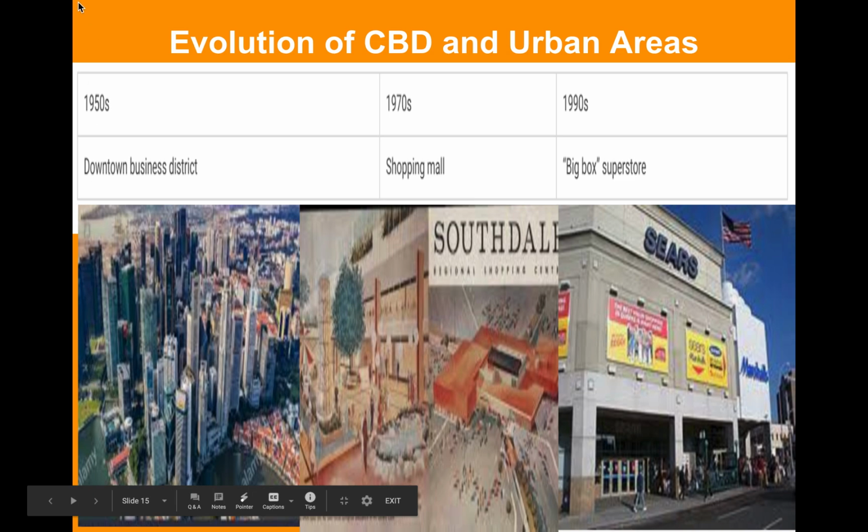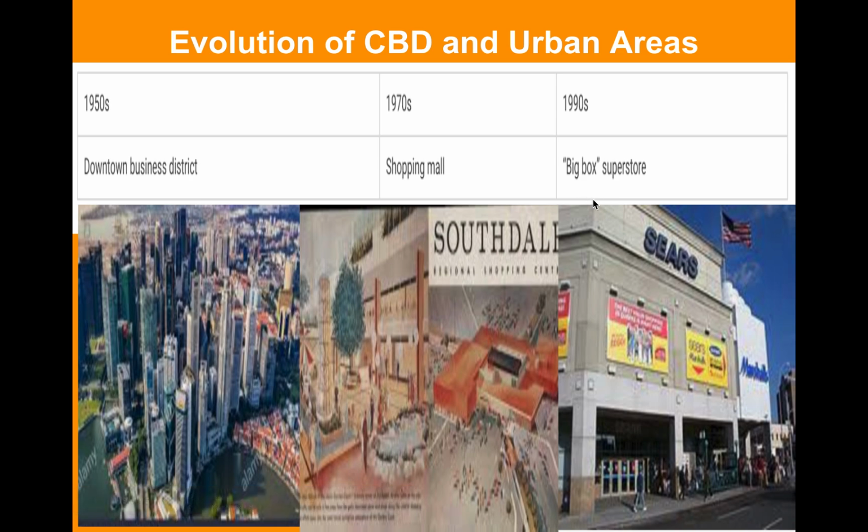We can look at the evolution of the CBD in urban areas. When we look at the CBD, we see in the 1950s the construction of skyscrapers. Skyscrapers are going to be known as the landmark feature in CBDs because it's unlike that of the suburbs, where the suburbs have a very uniform environment with similarly structured houses and residential areas. And then we get in the 70s with shopping malls, and then the big box stores in the 1990s.